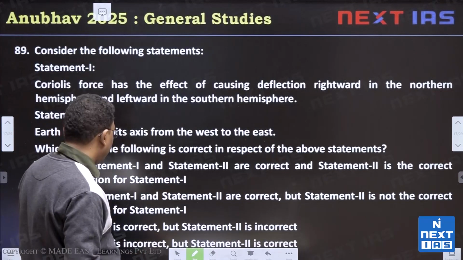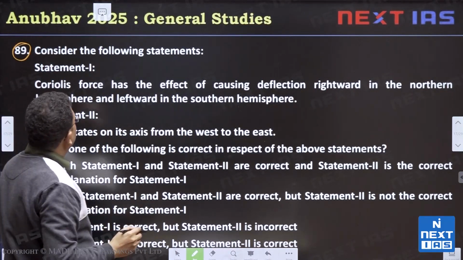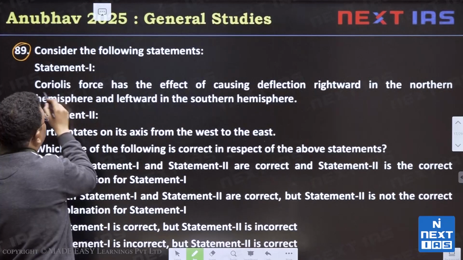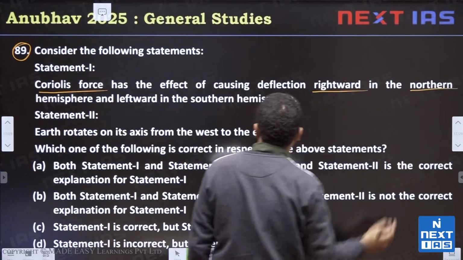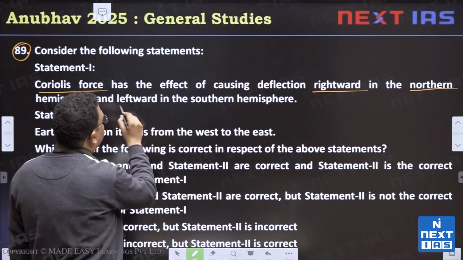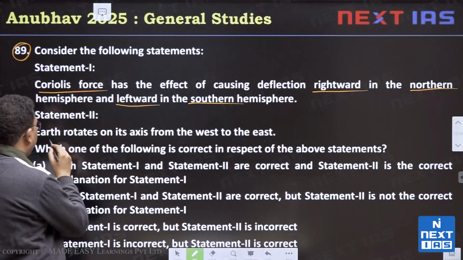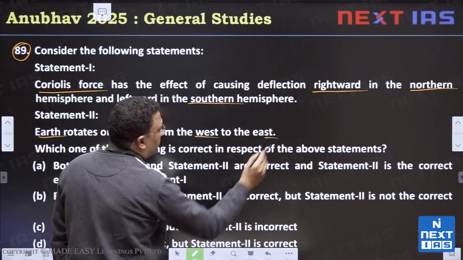Now let's see the next question, that is question 89. It says, consider the following statements. Statement 1, Coriolis force has the effect of causing deflection rightward in northern hemisphere and leftward in southern hemisphere, right? Second statement says, Earth rotates on its axis from the west to east, right?